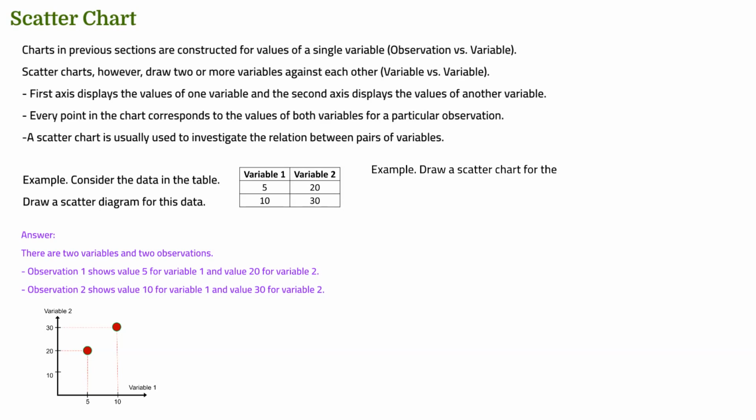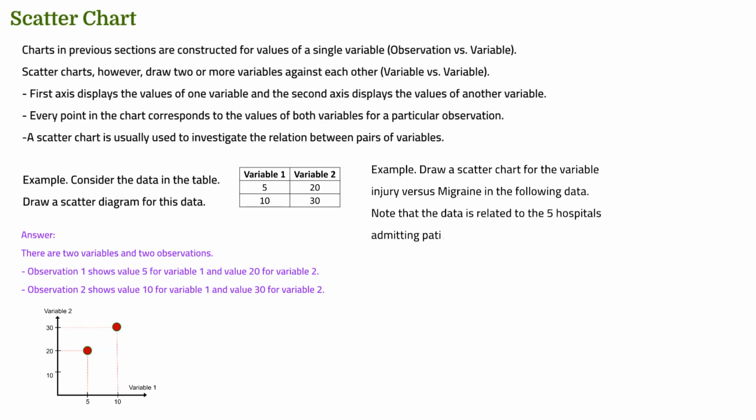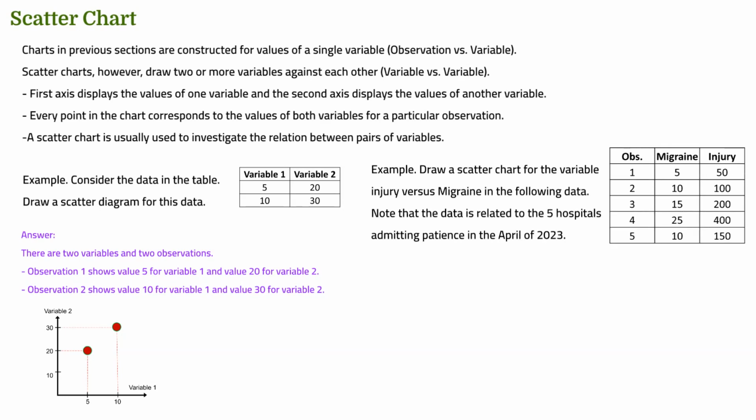Here's another example. Draw a scatter chart for the variable injury versus migraine in the following data. Note that the data is related to the 5 hospitals admitting patients in April of 2023. Here's the data. Pause the video and see the result.